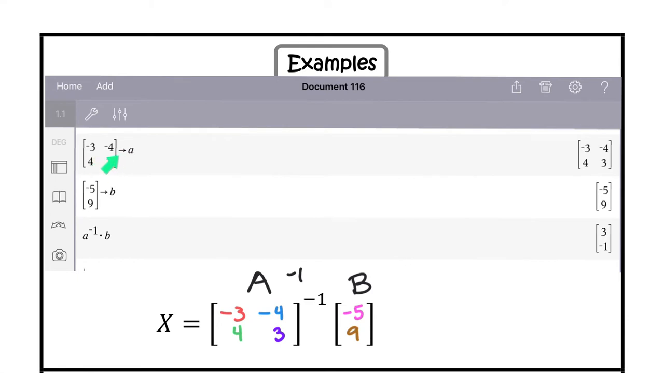Right, so I have my A matrix. You store it in A. Then you take the B matrix, which is -5 and 9. You store it in B. After you press enter, it stores it in those two letters, A and B. That way when you type A to the power of -1 times B, it solves it for you. So here I have my X and my Y. X equals 3, Y equals -1.